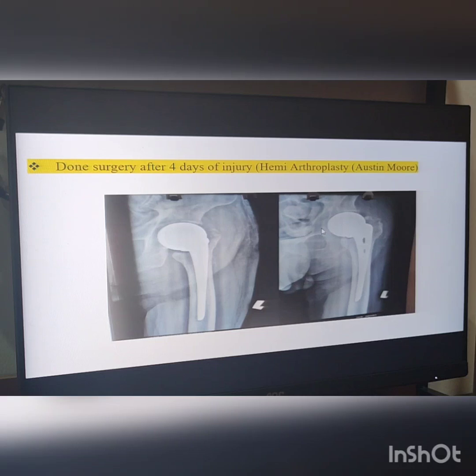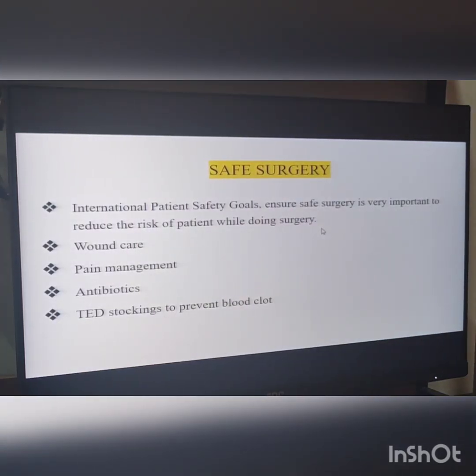They replace it with hemiarthroplasty. For safe surgery, for the safe patient, as you all know, the international patient safety goals and ensuring safe surgery are very important to reduce the risk to the patient while doing surgery. It's not about how fast we did the operation, but how safe we did the operation. And also wound care, pain management, antibiotics to avoid infection, and tight stockings to prevent blood clots.